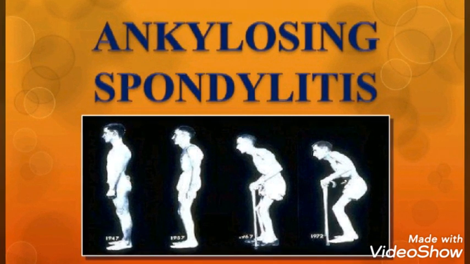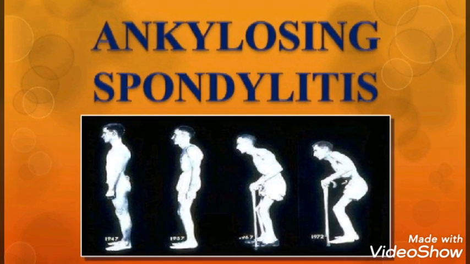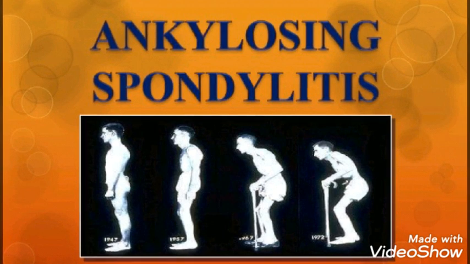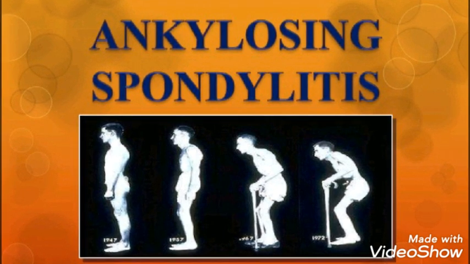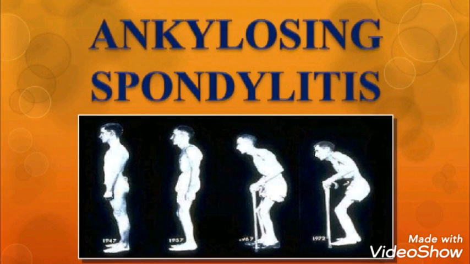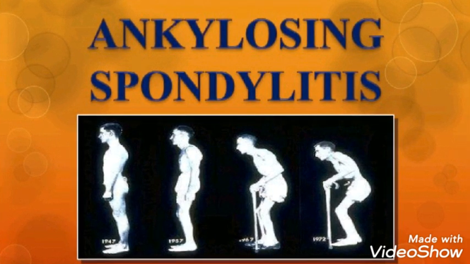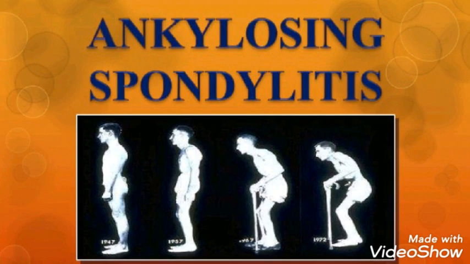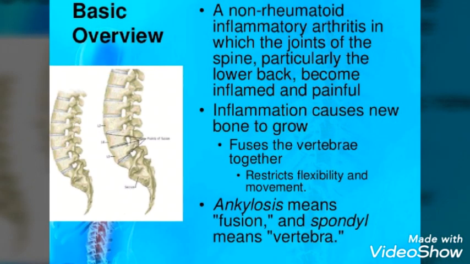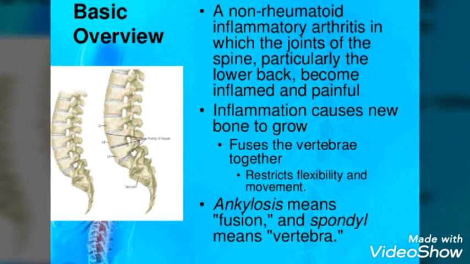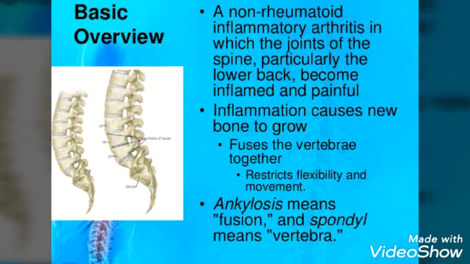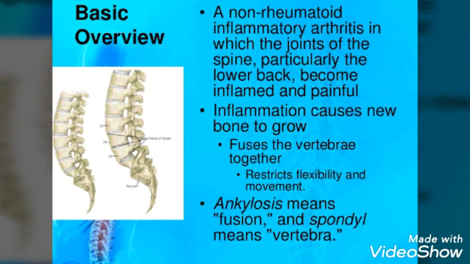So here the word ankylosis means fusion, and the word spondyle, or you can say spondylitis, means inflammation of the vertebrae. This is a non-rheumatoid inflammatory arthritis. Let's see the introduction. In non-rheumatoid inflammatory arthritis, the joints of the spine, particularly the lower back, become inflamed and painful. Inflammation causes new bone to grow, fuses the vertebrae together, and restricts the flexibility and movement.